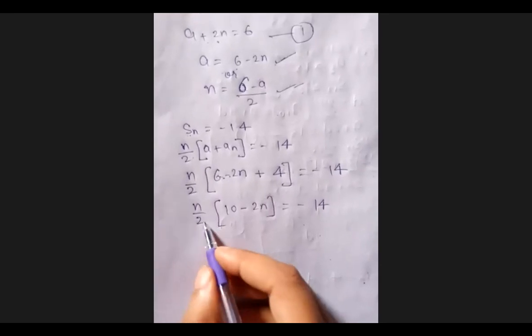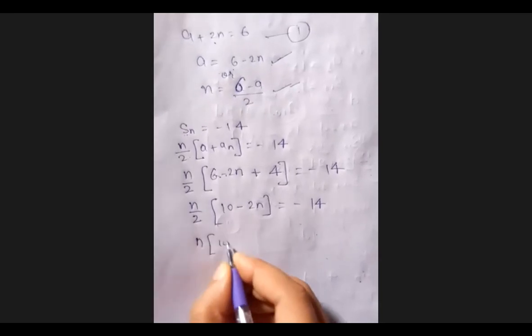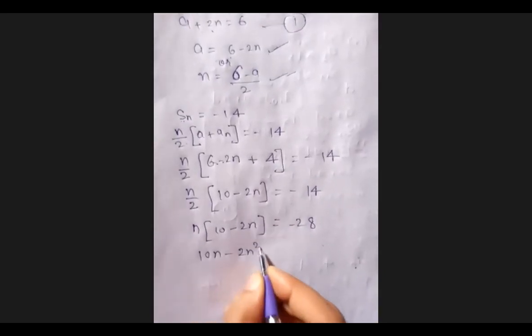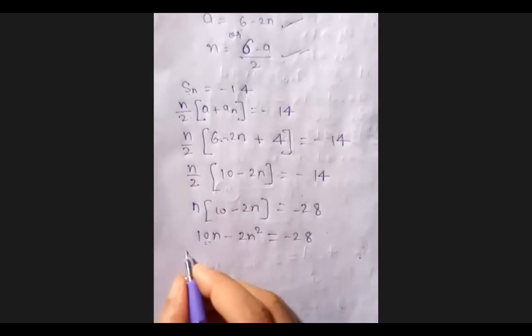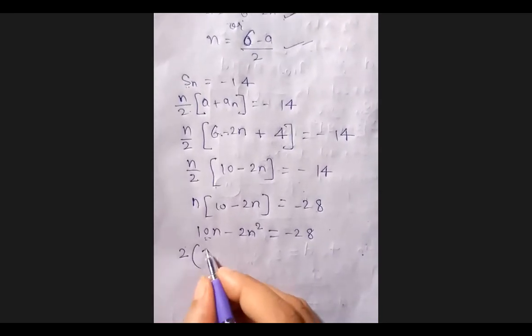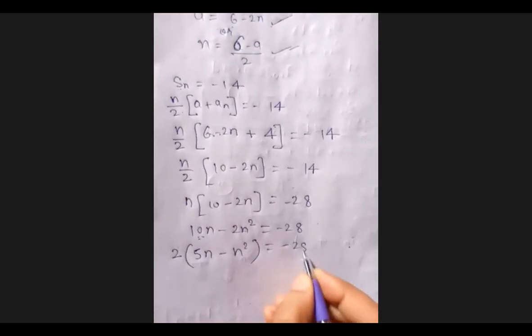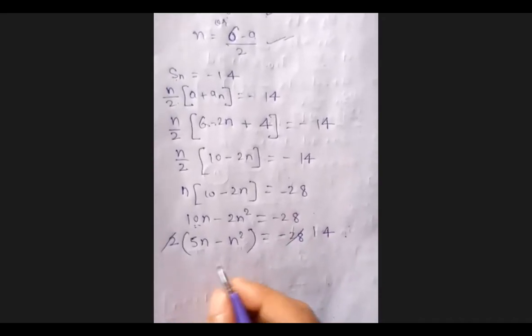Okay, when you transpose this 2 to this side, 14 2s are 28, so you can write 10 minus 2n equals to 14 2s are 28. Here you have 10n minus 2n square equals to minus 28. What is common? What can you take common? 2n, 2 5s are 10 minus n square equals to minus 28. Okay, this 28 is cancelled by 14.